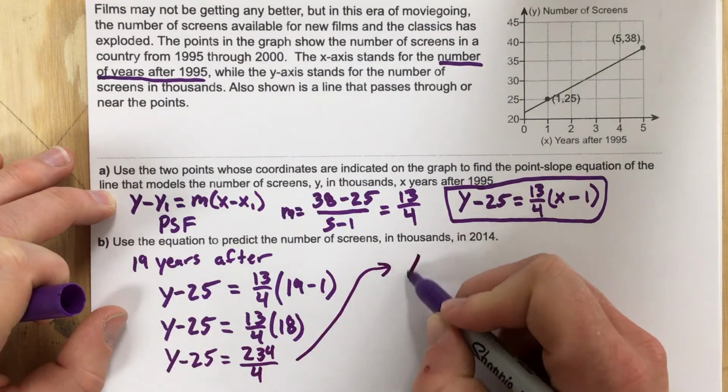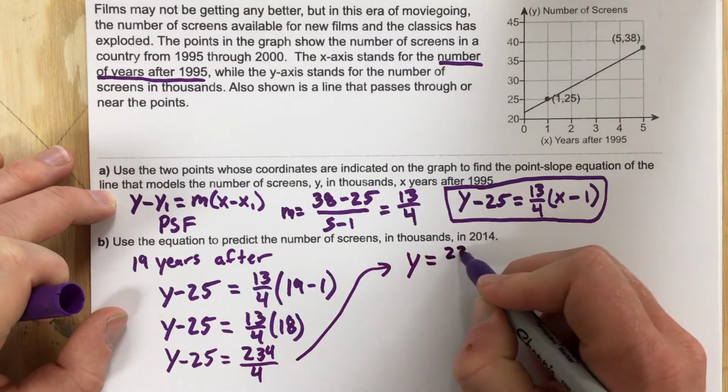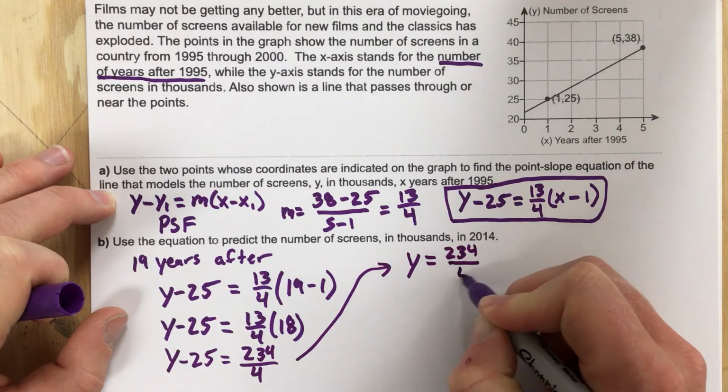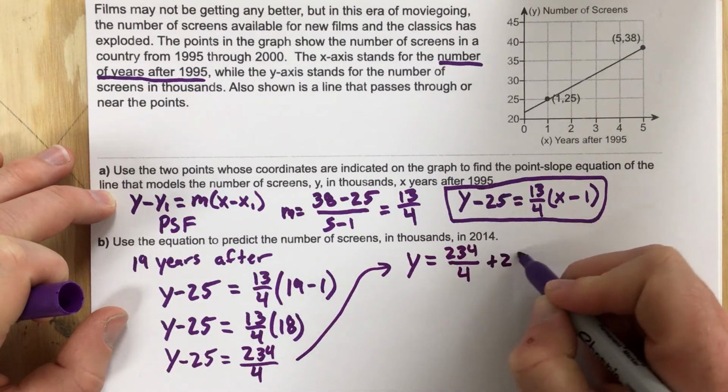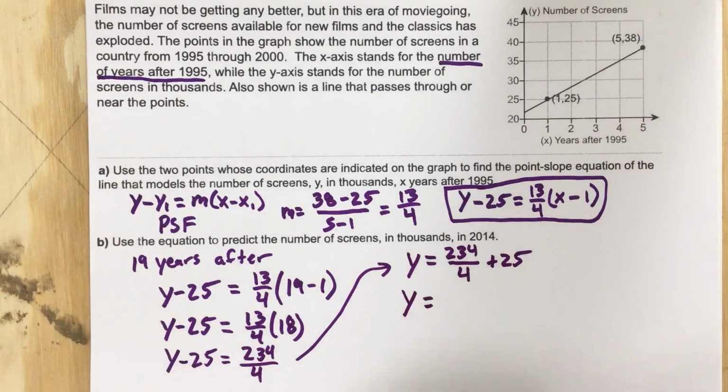Let's rewrite this up here. So we get y, I'm going to add the 25 over, so y equals 234 over 4 plus 25. So I'm going to go ahead and divide by 4. So 234 divided by 4. And then I'm going to add 25. And it gives me 83.5.